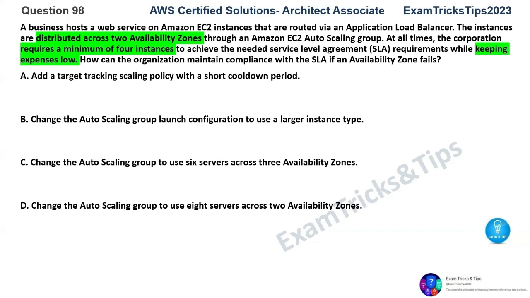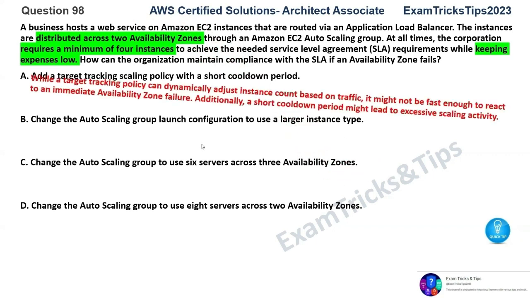So that's our answer, but let's go and see why other options are incorrect. Option A says let's add a target scaling policy with a short cooldown period. Now, target scaling policy can dynamically adjust the instance count based on the traffic. You can say, I have this target and here is a traffic metric, etc., and then adjust the EC2 instances. But it won't react fast enough if the zone fails, and that's the question requirement. Also, short cooldown period might lead to excessive scaling activity. So this is not the correct answer.